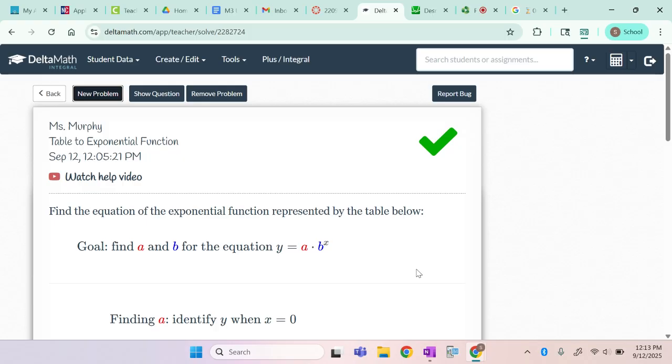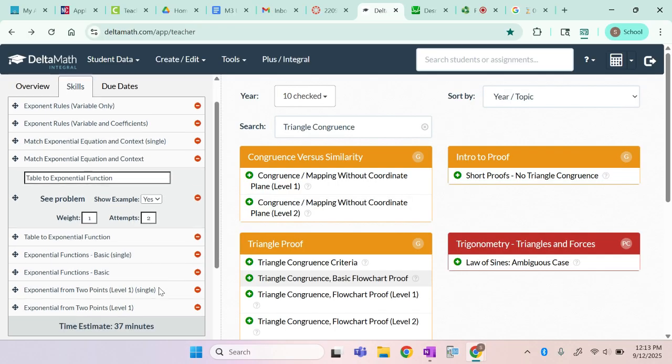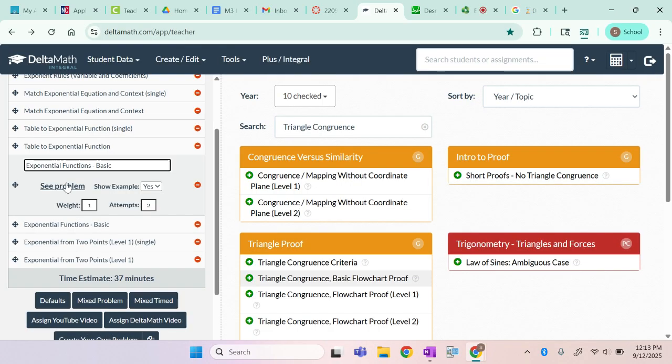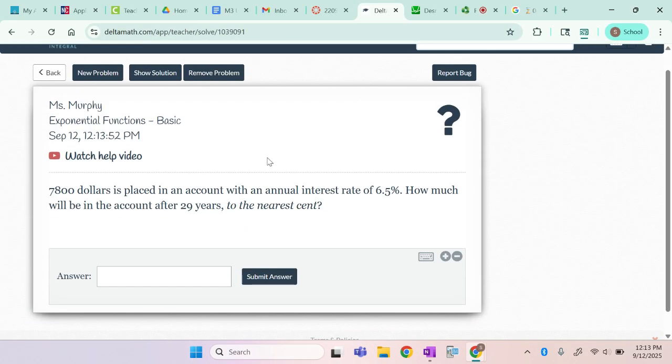All right, our next one that we're going to do, we're going to go to where it says exponential functions basic. It's the very first one that says that. So click on that, and you should have this. So we're going to the first exponential functions basic section. You should have this problem if you click on it.